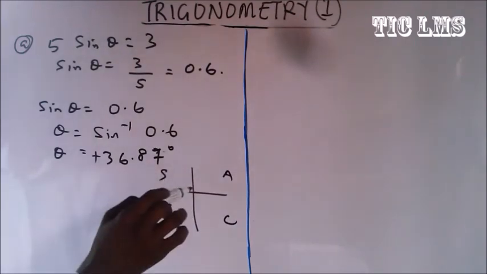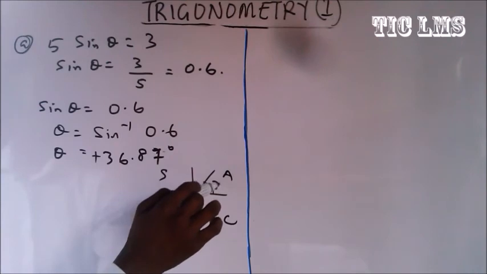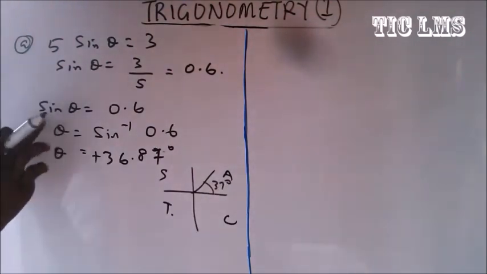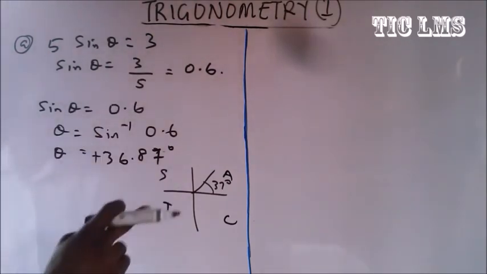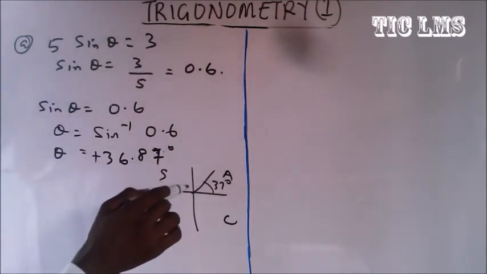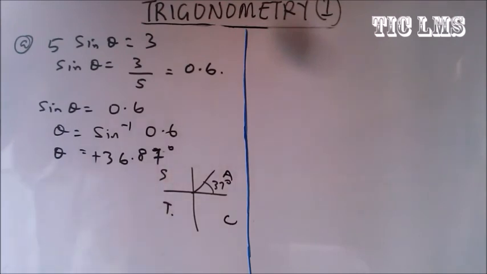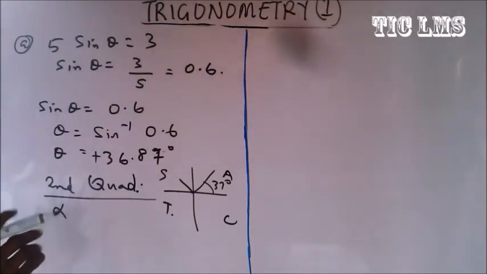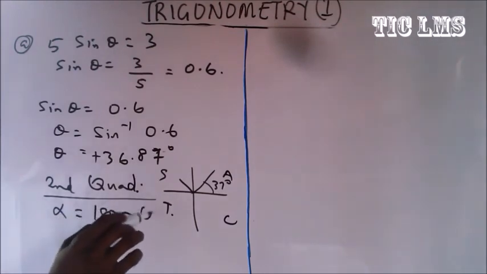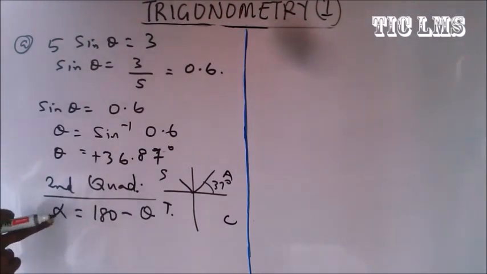Since our theta here is a positive angle, when we draw four quadrants, we have CAST. 37 here is in the first quadrant, right? That's approximately. But sine 36.87, which gave us 0.6, cannot only be positive in the first quadrant. It can also be positive in the second quadrant because this is sine and it is positive here. And so what we will do is find the other equivalent angle whose sine would give 0.6. At the second quadrant, we have a rule that says an equivalent acute angle equals 180 minus theta.